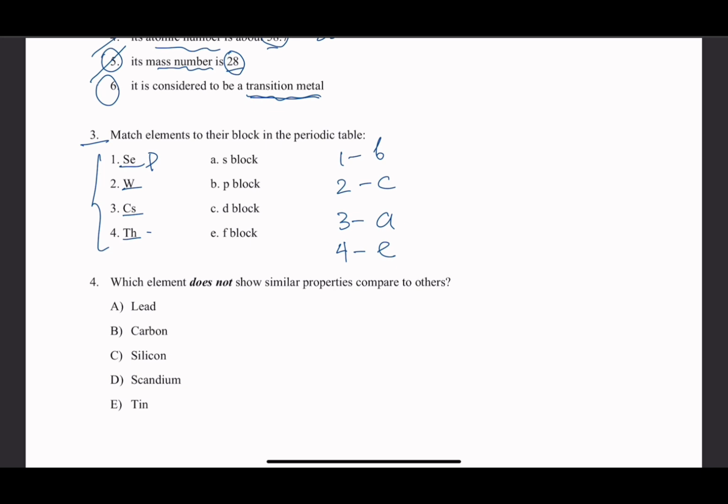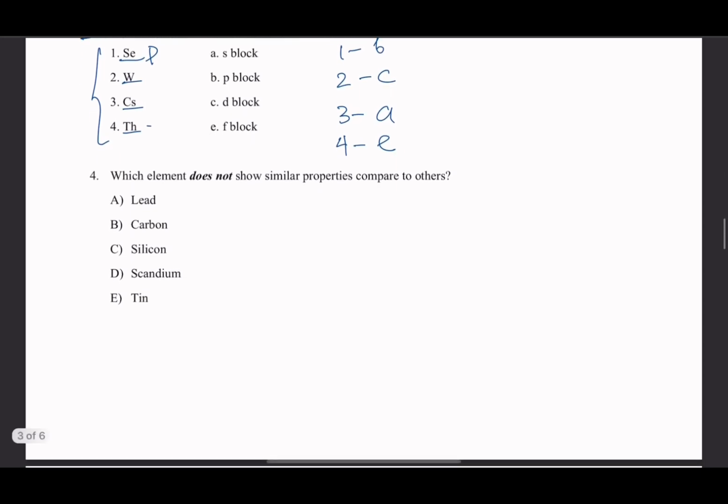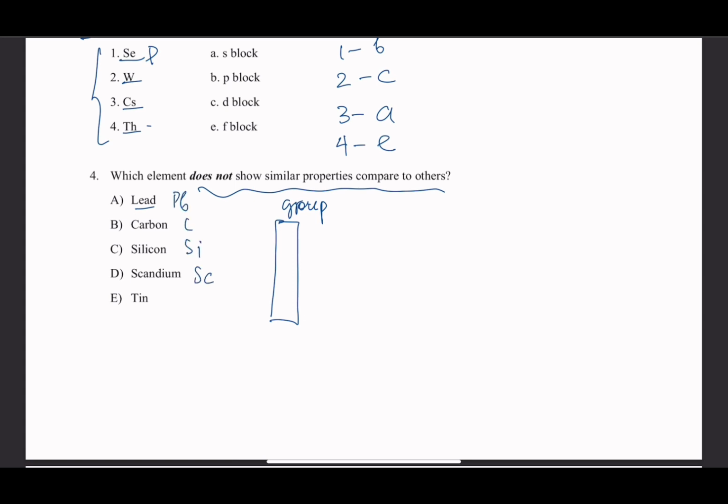Okay, so we're gonna move on to the next question, which is about which element does not show similar properties compared to the others. So if you look here, similar properties happen around the same group. So you have to be in the same column, the same group, to have the same characteristics, right? So we have here lead, carbon, silicon, scandium, and tin.